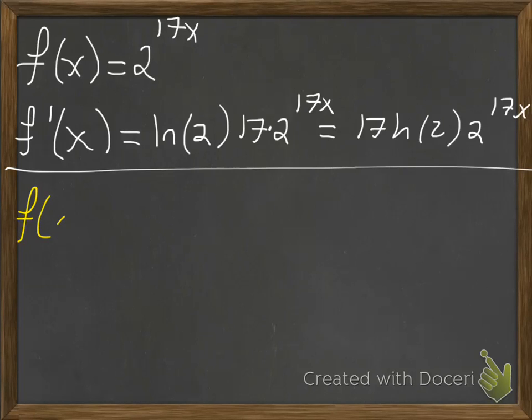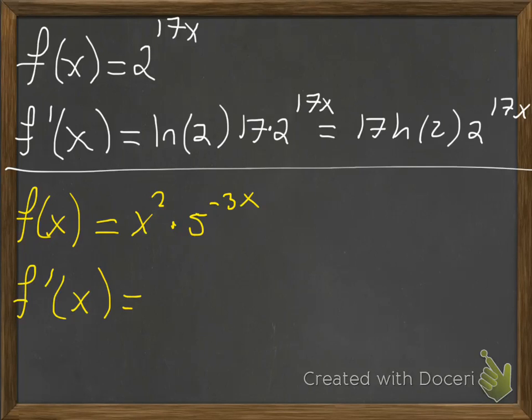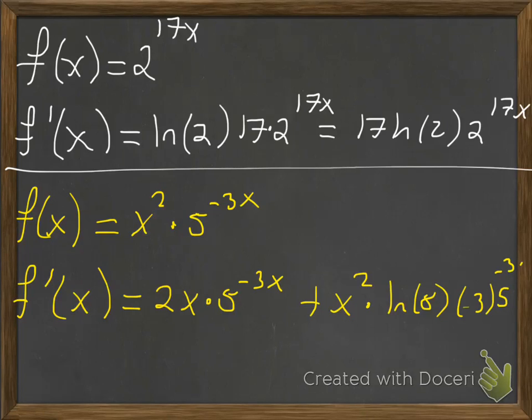Let's try another example. We have x squared times 5 to the minus 3x, so we're going to have a product. So the product rule is going to come into play. We might have to use a little bit of the chain rule because we have a composite of 5 to the minus 3x. So the derivative of the first function is 2x times the second function, plus the first function times the derivative of the second, so that's going to be ln of the base, ln of 5. Derivative of the exponent is just negative 3, and then times the exponential.